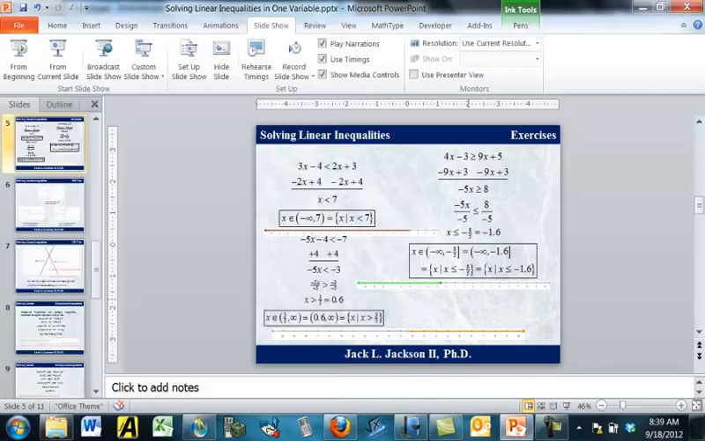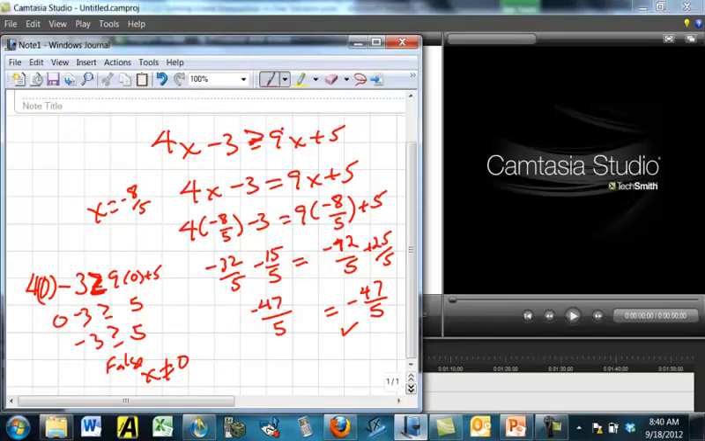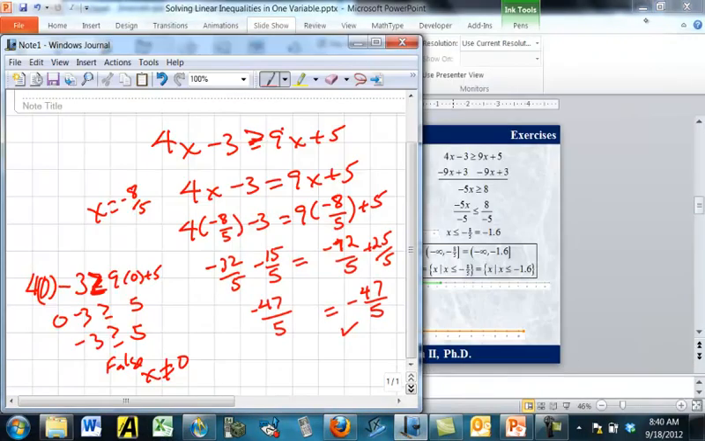Well, look at our graph. 0 is not a solution on this graph, so the other side does work. I should be able to check any of these points on the other side. Let's see, what do we have here? We've got things like negative 2 would work. So I could check negative 2, and negative 2 does work. 4 times negative 2 minus 3 greater than or equal to 9 times negative 2 plus 5.